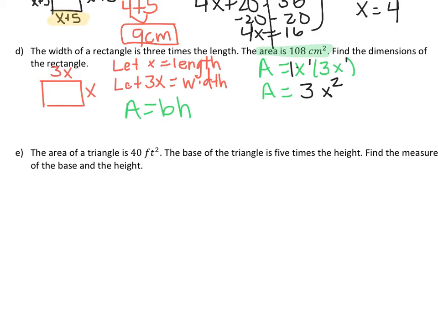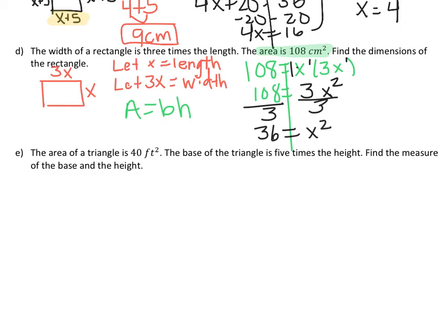Okay? And I did forget to put in our area. Our area is 108 centimeters squared. So 108 equals 3x squared. We need to get x by itself, but the first thing we need to do is get rid of the coefficient of 3. So we're going to go ahead and divide by 3. When we divide 108 by 3, we end up with 36. So 36 equals x squared.